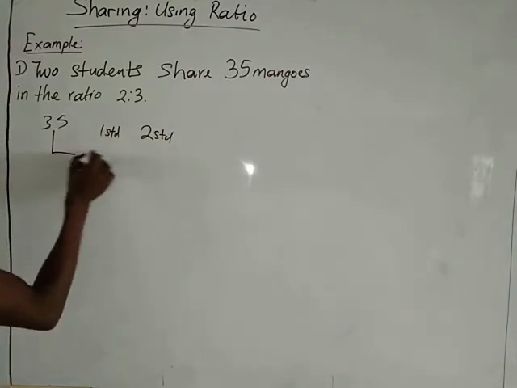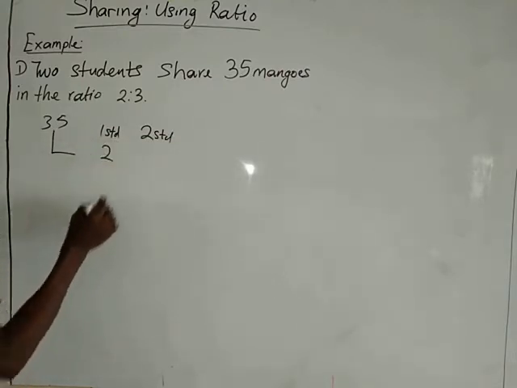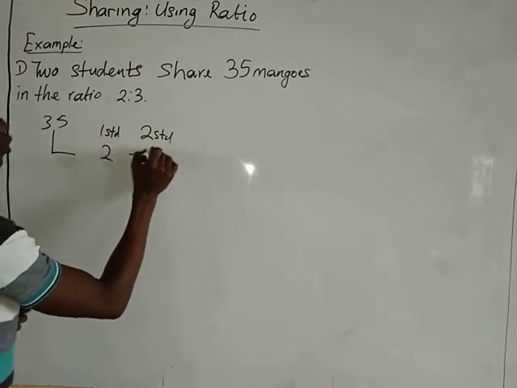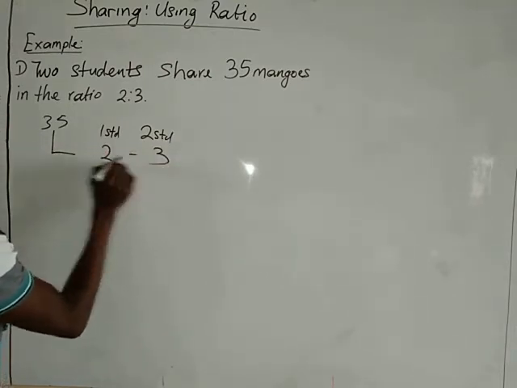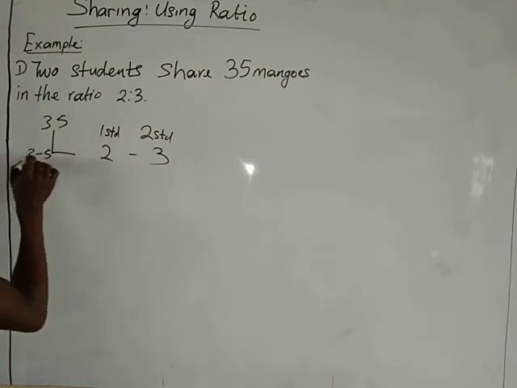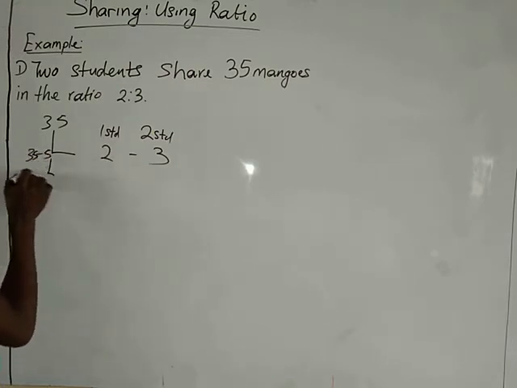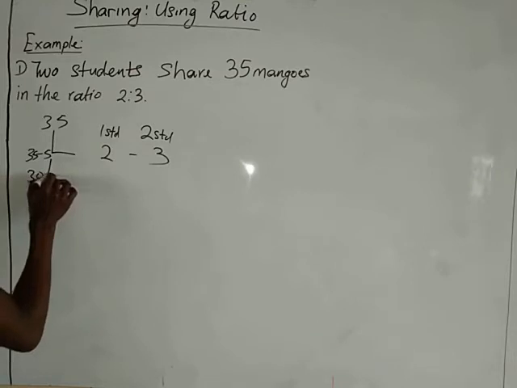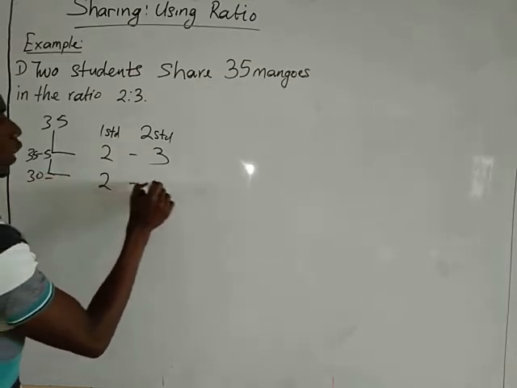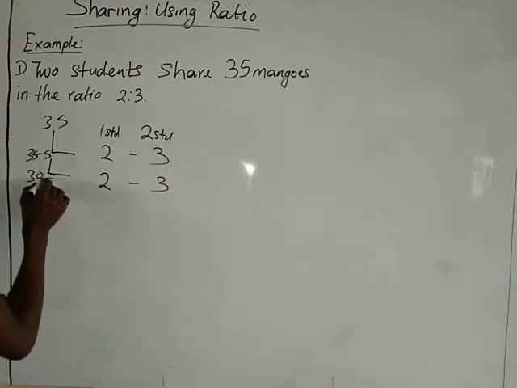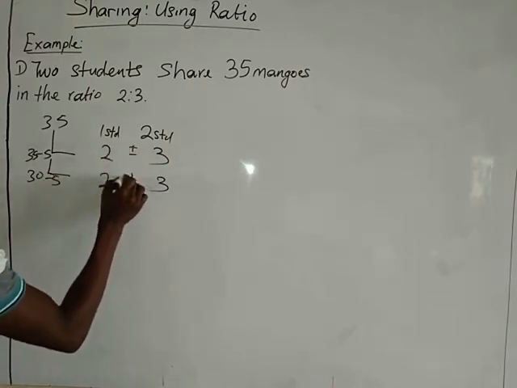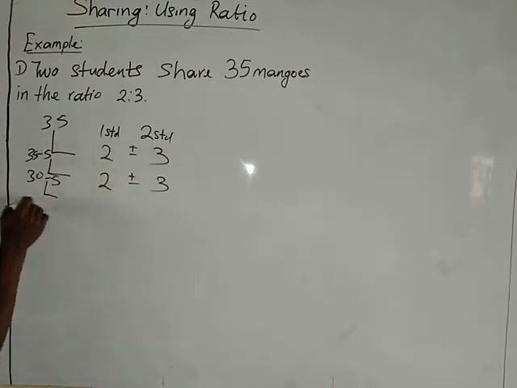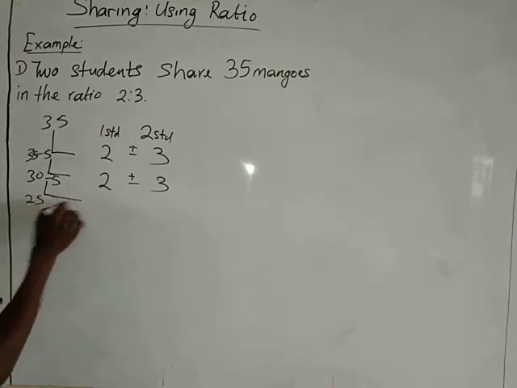For us to have 2 going to the first student, as 3 is going to the second student, that means we'll be taking away 5. So that will be a subtraction of 5 from 35. We'll be having 30 left. So for us in this case to have another 2, another 3 going to the second student, that will be a subtraction of another 5. So we'll be left with another 25.